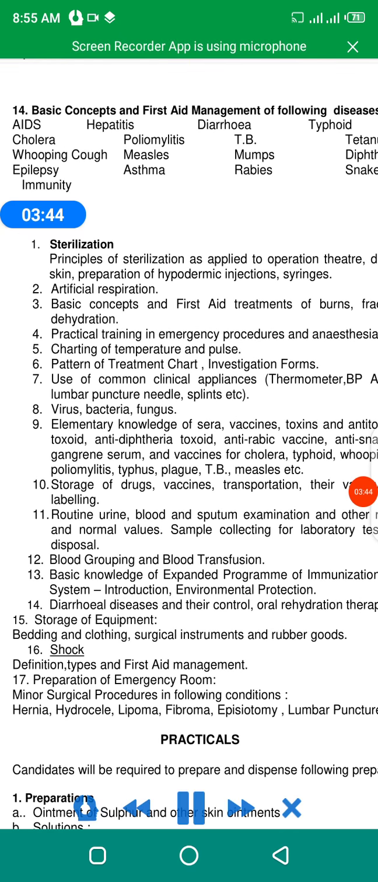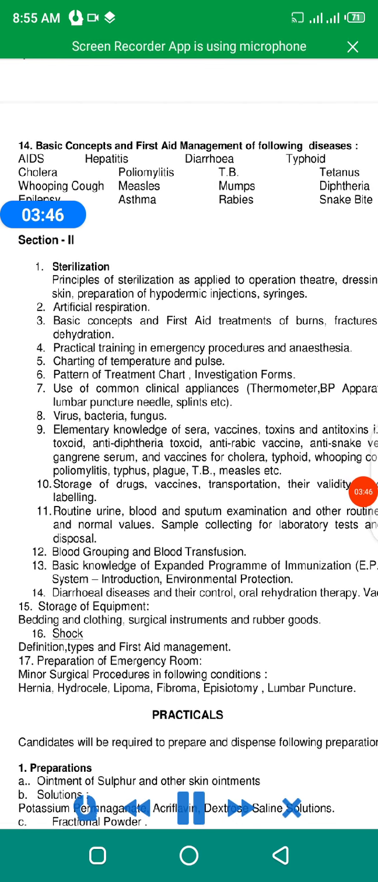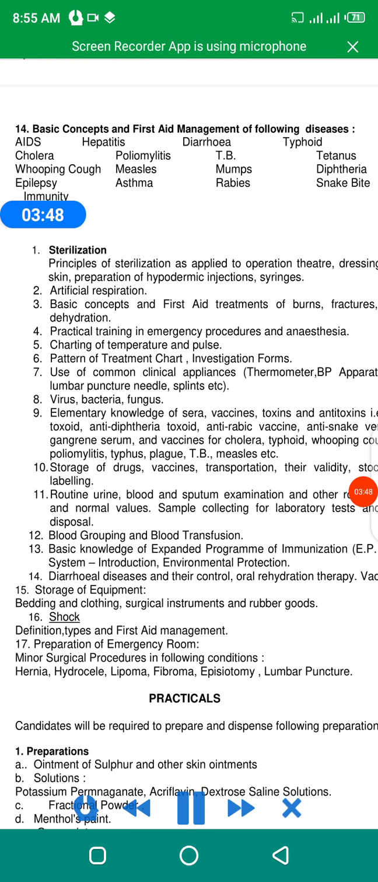14. Basic concepts and first aid management of following diseases: AIDS, hepatitis, diarrhea, typhoid, cholera, poliomyelitis, TB, tetanus, whooping cough, measles, mumps, diphtheria, epilepsy, asthma, rabies, snakebite. Immunity. Section 2.1.